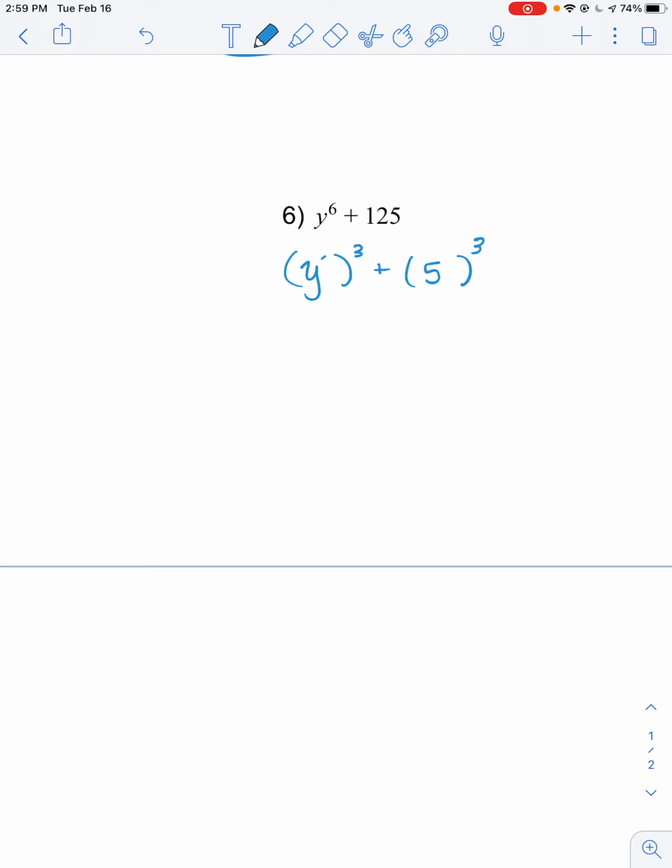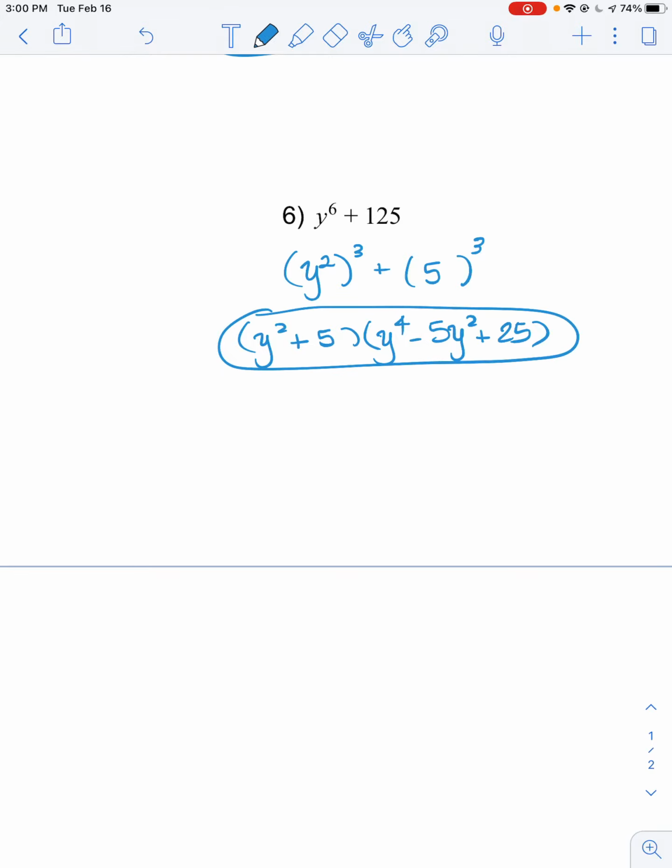What's being cubed here? Well, it's y squared being cubed because 2 times 3 is 6. So using that property of exponents, I would get that y to the 6th. This is the one where I just repeat the pattern, bring that y squared and 5 directly down. Then I square the first, square the last, and then multiply them together, swap the signs, and I have the factored form of number 6.